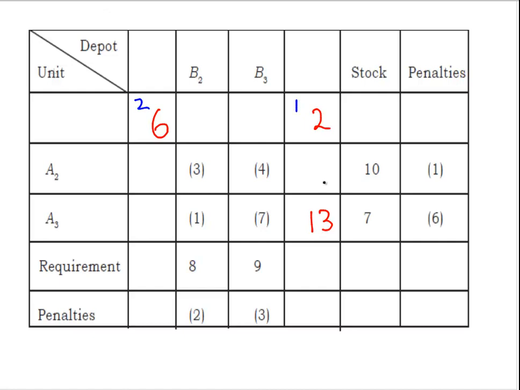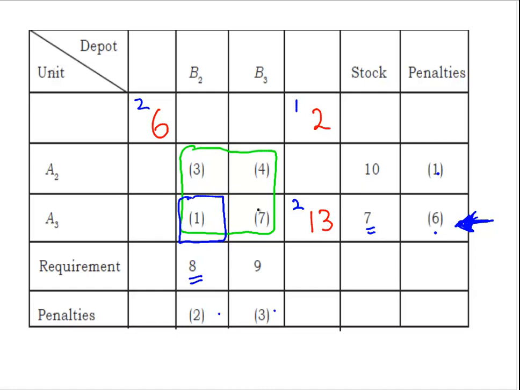Right. So, what have we here? We have only got 4 cells left, 2 rows and 2 columns. Now, quickly, I'll just remark that that's 1 here. Penalty cost there is 1. Penalty cost here is 6. Penalty cost here is 3. Penalty cost here is 2. And this row here has the maximum penalty cost. So we're going to allocate as much as we can there. On that row, the minimum cost cell is this one here. B2 still requires 8 units, but A3 only has 7 left. So we can only send 7 there.